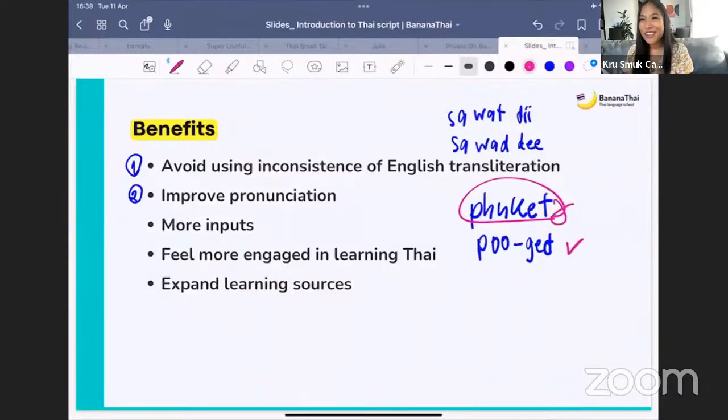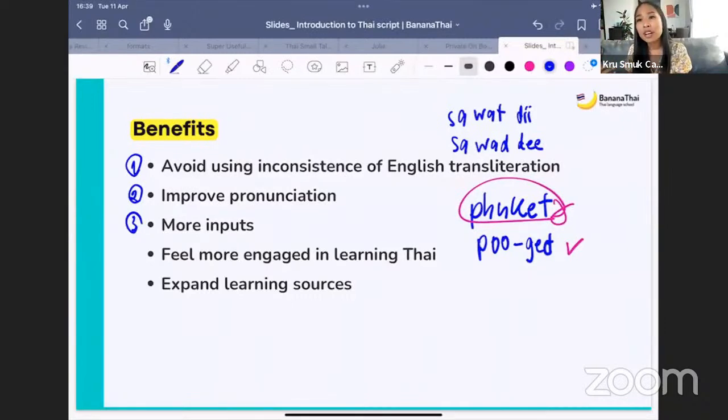And by learning how to read the letters of Phuket in Thai, you will avoid mispronunciation as well. So surely you will improve pronunciation. Third one, more input. Input is from listening, right? Input is listening and seeing, but output is speaking and writing, right? So these are the basic input and output.